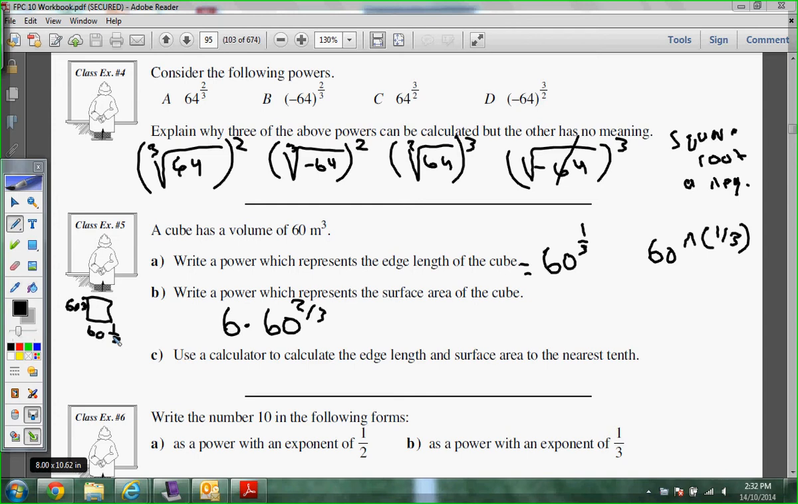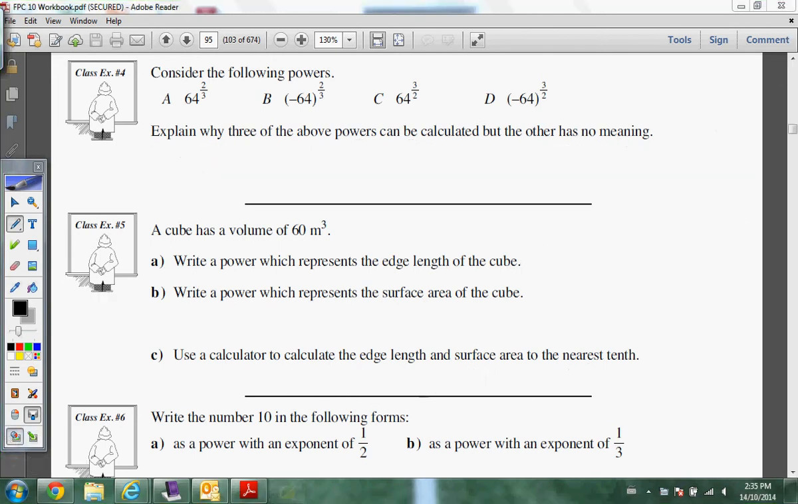Okay, very good. Use a calculator to calculate the edge length to the nearest tenth. So in your calculator, if you put this in your calculator, you would get for the edge length, each edge length is 3.9 meters, and the surface area would be 92 meters squared. Yeah, just the division button. Some of you, I think the newer ones have the fraction button too. Yeah, there's a fraction button where you can insert it so it looks more like a fraction. Okay, and last example.